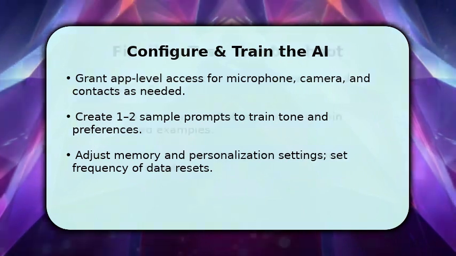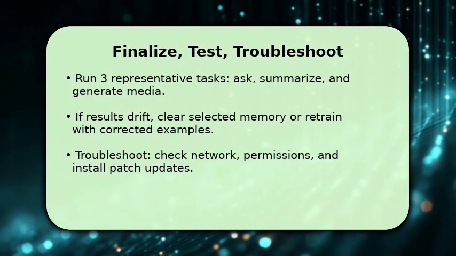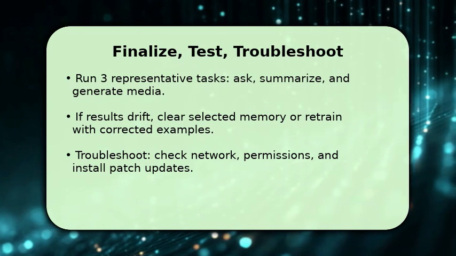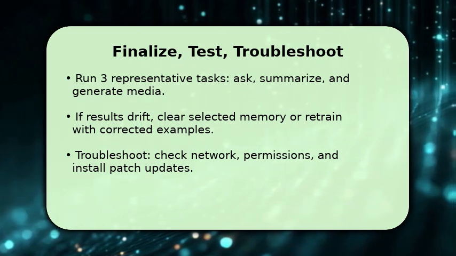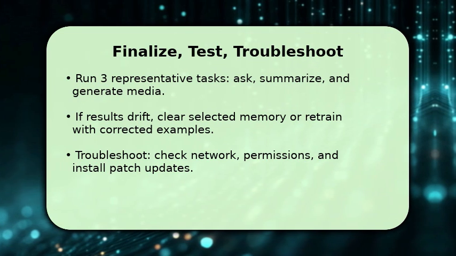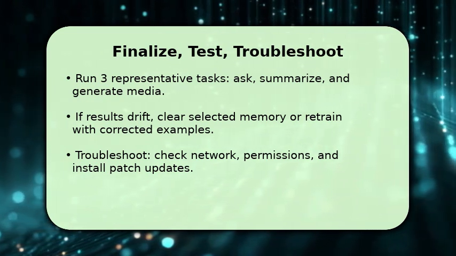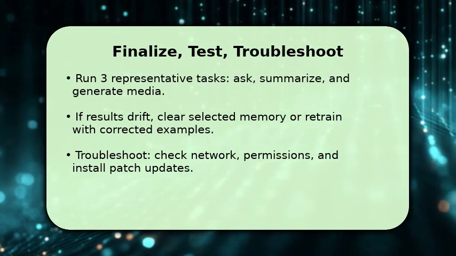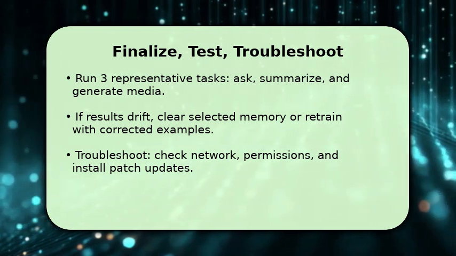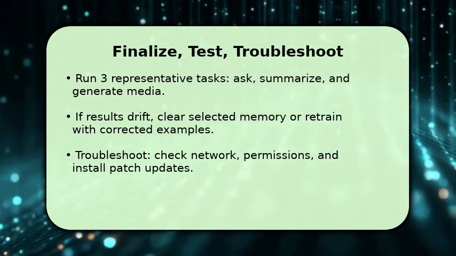Finish by running 3 representative tasks. Ask a complex question, request a concise summary, and generate a short piece of media to validate capabilities and speed. After testing, tweak settings to optimize responses. If results consistently drift, clear the selected memory entries or retrain using corrected examples so the model relearns your intent.